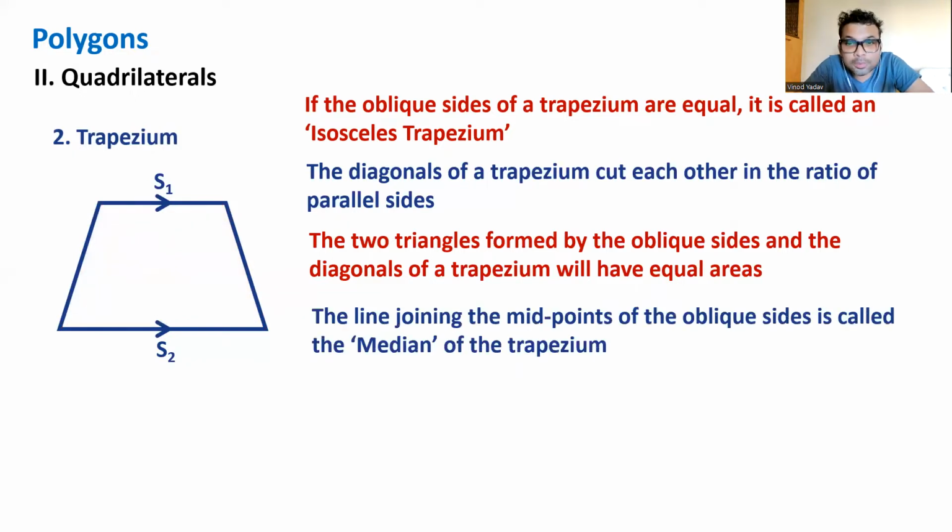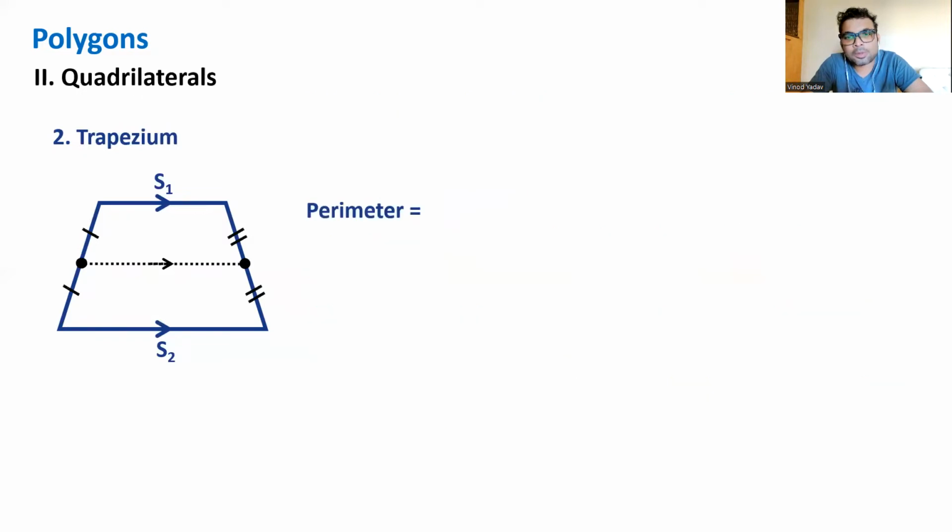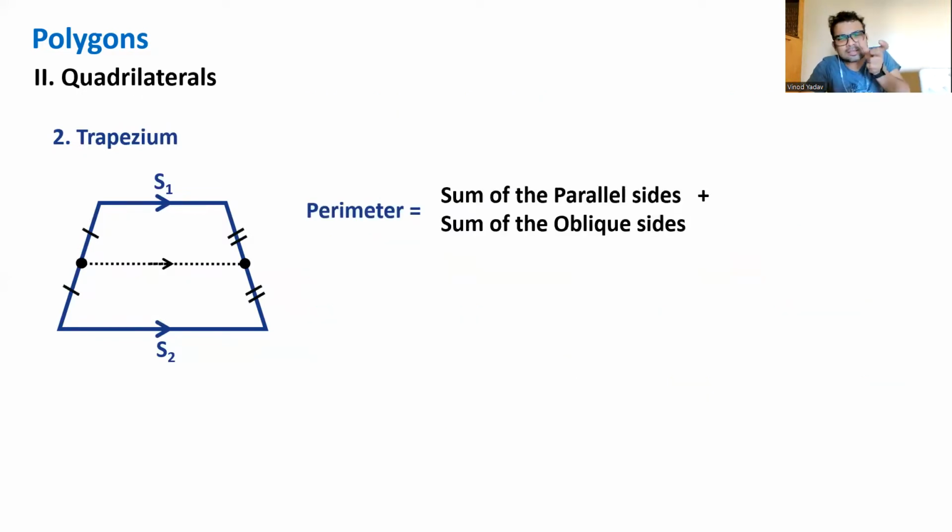Yes, and the line joining the midpoints of the oblique sides is called the median of the trapezium. Okay, friends, median of the trapezium. And the median of the trapezium is parallel to the parallel sides, and its length is the average of their lengths. You can easily draw two triangles and apply the midpoint theorem, basic proportionality theorem. You can prove this. Okay, so median is half into S1 plus S2, or average of the length of the parallel sides. Yes. Perimeter, sum of parallel sides plus sum of oblique sides. No fixed formula as such.